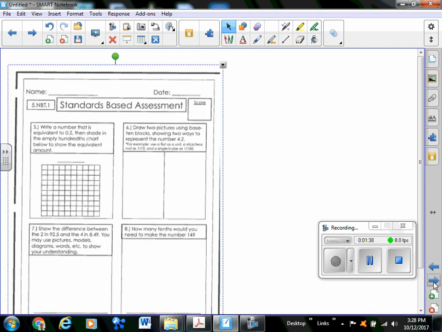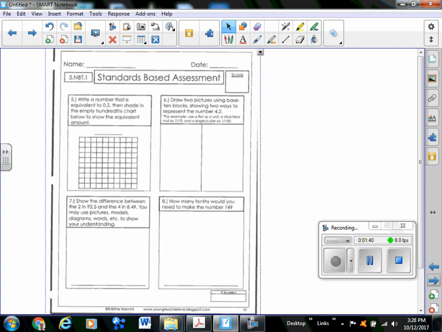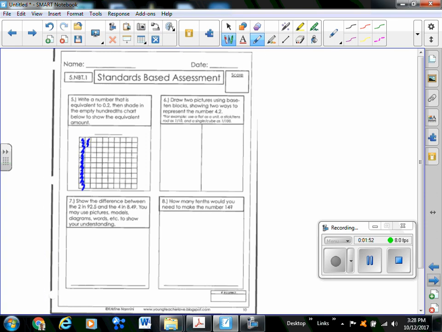Number 5. Write a number that is equivalent to 2/10. 2/10 would be 20 hundredths, so we need to color in that. And the number that we could have that's equivalent looks just like that.